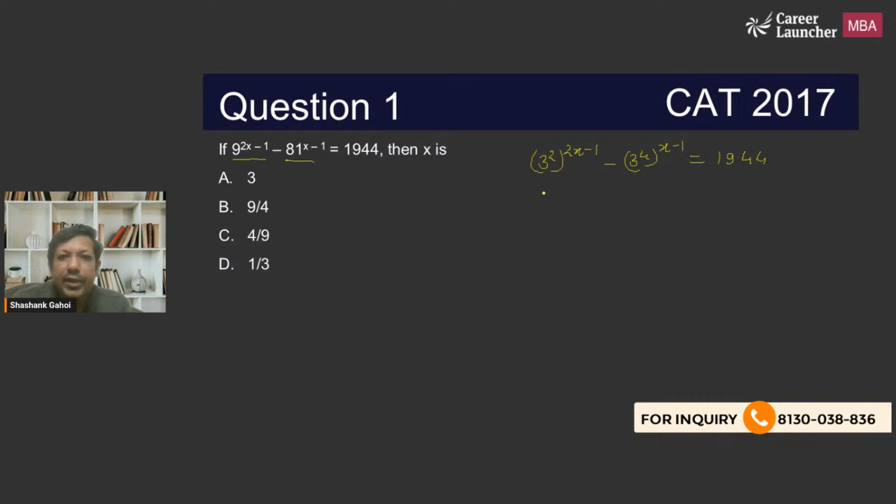Okay, so we have 3 power, so powers are going to be multiplied. So 4x minus 2. Here I am going to have 3 power 4x minus 4, and that's equal to 1944. So I can say that 3 power 4x into 3 power minus 2 minus 3 power 4x into 3 power minus 4, and that's equal to 1944. Okay, so 3 power 4x is common.